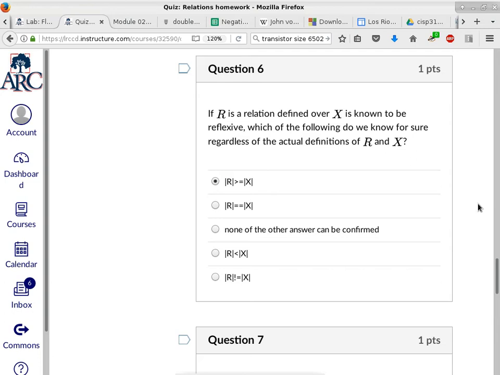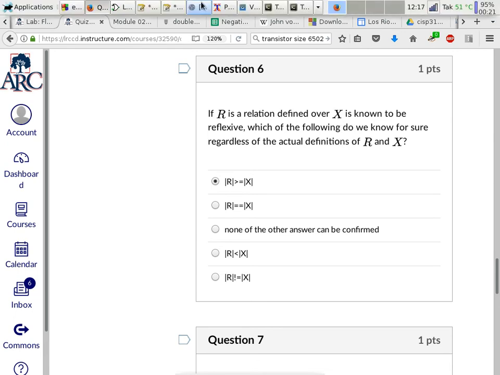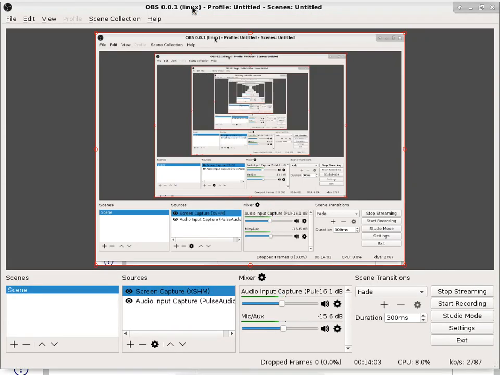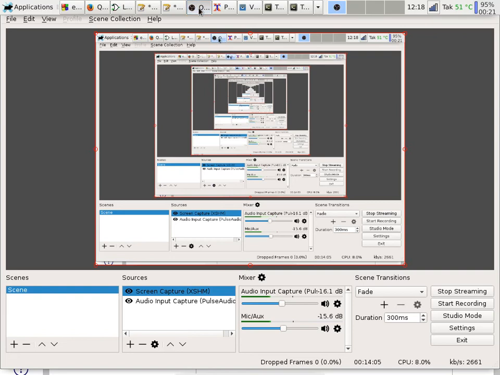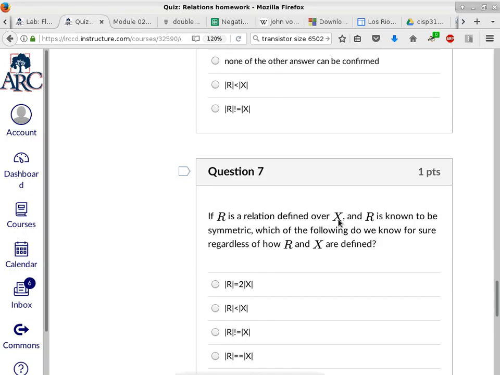All right, are we okay with 6? Let me double check and make sure the recorder is on, and yep, it's on, and we got audio. That's good.